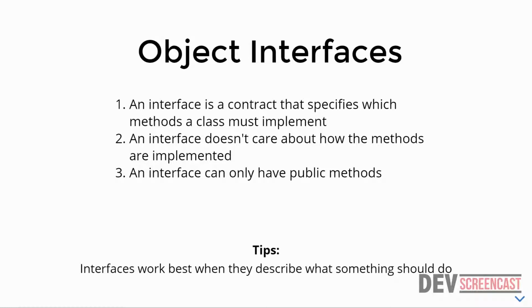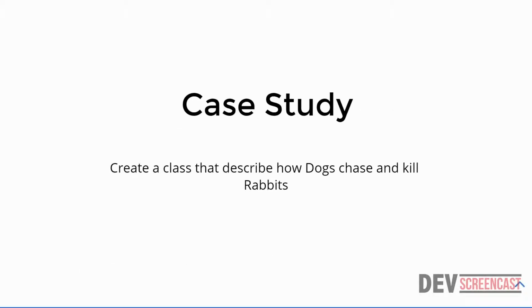An interface cannot solve all your problems and you should not rely on an interface alone or an abstract class to solve all of your problems, but rather it is best to get into some common design patterns that have a combination of all of these aspects of object-oriented programming so that you can actually build a robust application. That being said, let us now get to the case study that we're going to use for interfaces in PHP. The case study that we have here is a very simple one. It says create a class that describes how dogs chase and kill rabbits. Okay, so let us get into the text editor and begin writing the code.